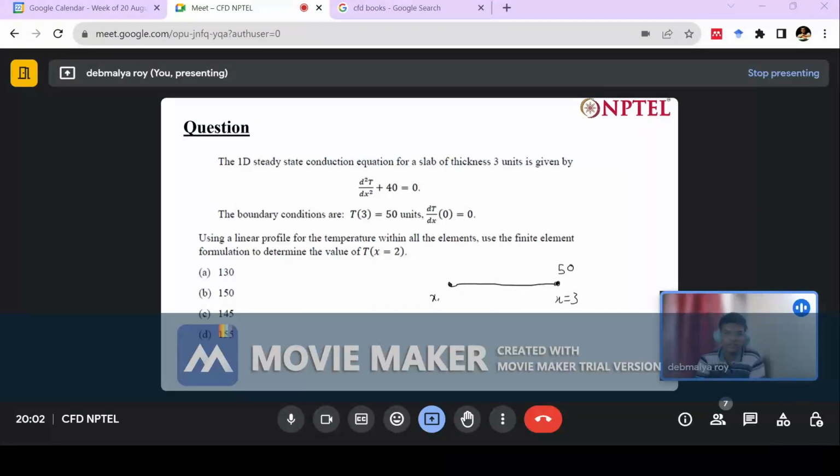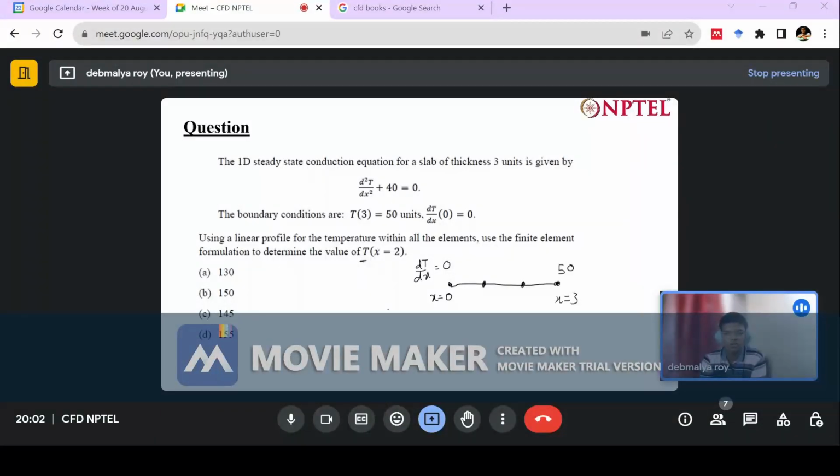And at x is equal to 0, what is specified? dT/dx is specified. That is 0, which means flux is 0. So now you have to find at x is equal to 2, what is the value of T using FEM. So what you can do is basically do a 4 element FEM problem. So you will get a 4 by 4 matrix.